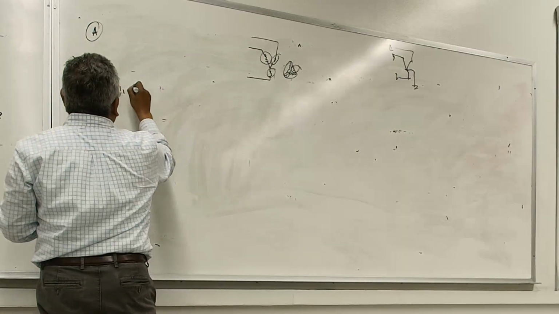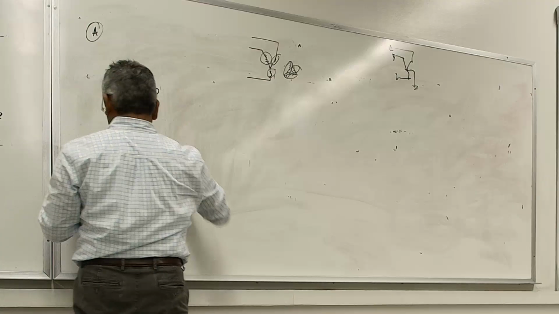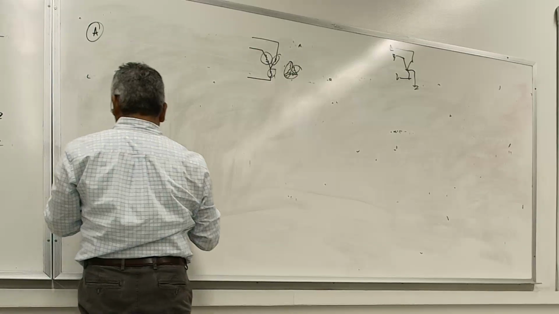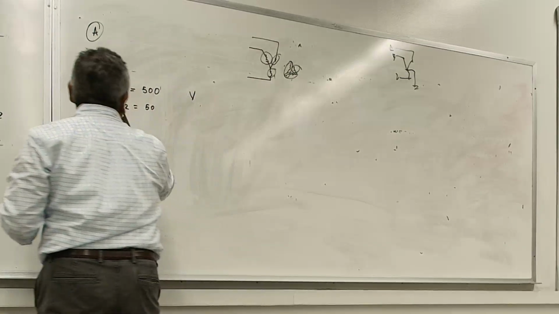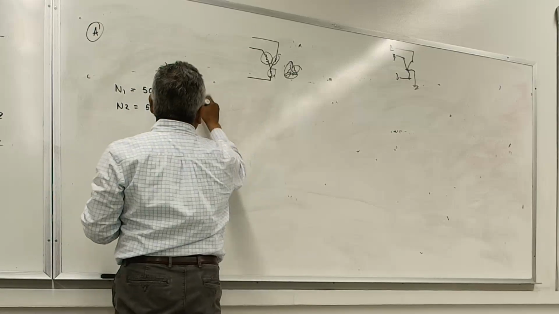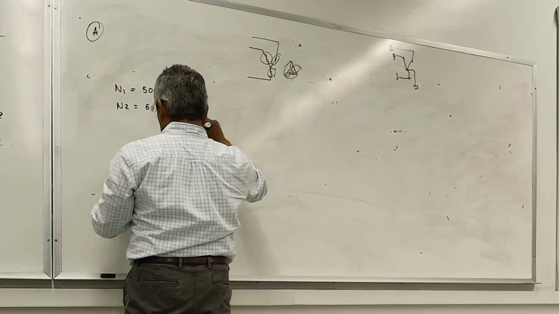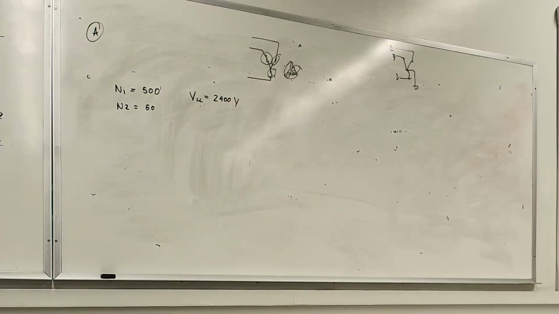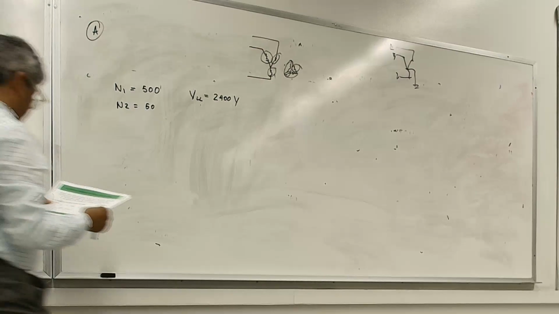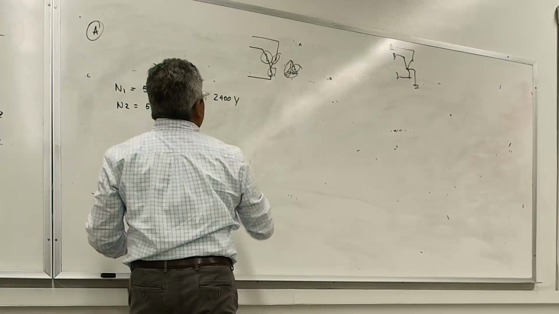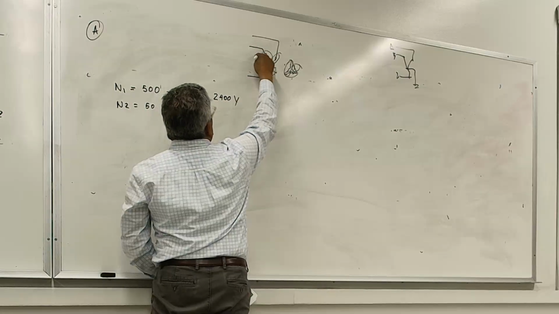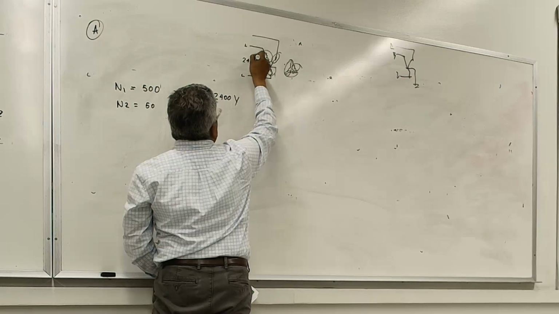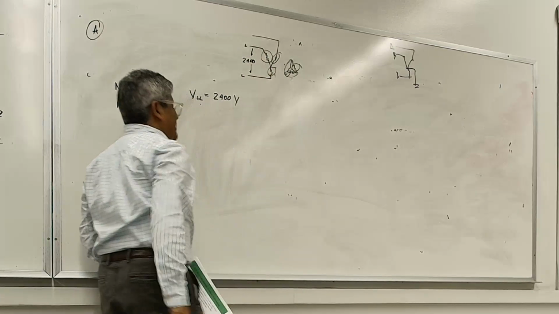So N1 is equal to 500 turns, and N2 is equal to 50 turns. What they give us is that on the primary side, the voltage line to line is equal to 2,400 volts, or 2.4 kilovolts. So that's on the source side. Basically, the line to line is 2,400 volts.